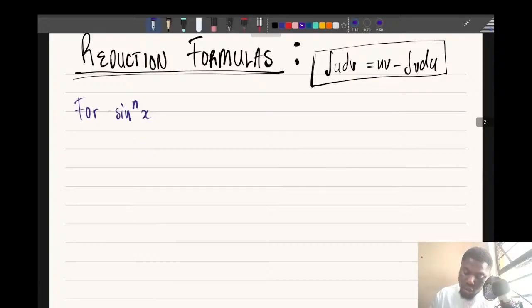You're going to let this be your u and this be your dv. Which means my u is sine to the n minus 1 of x. Yes, that's the same as for cos. That is what your u will be. So you'd say, let u be equal to sine to the n minus 1 of x.